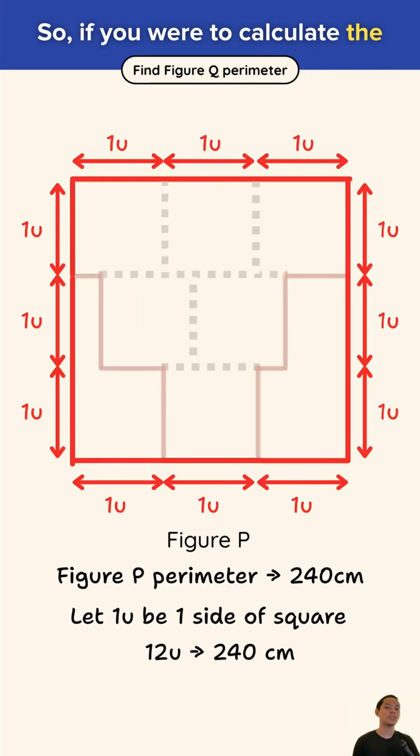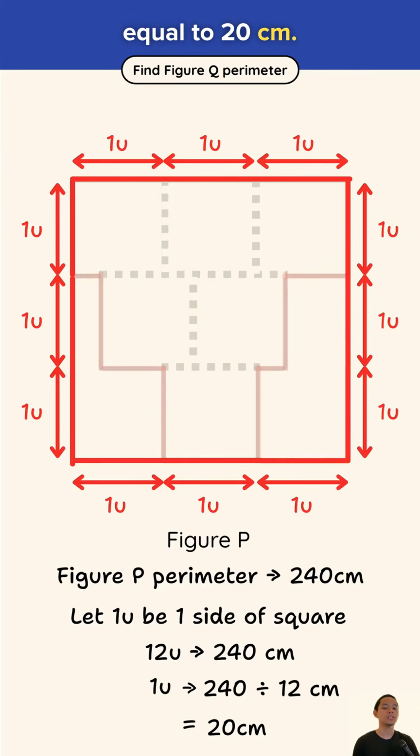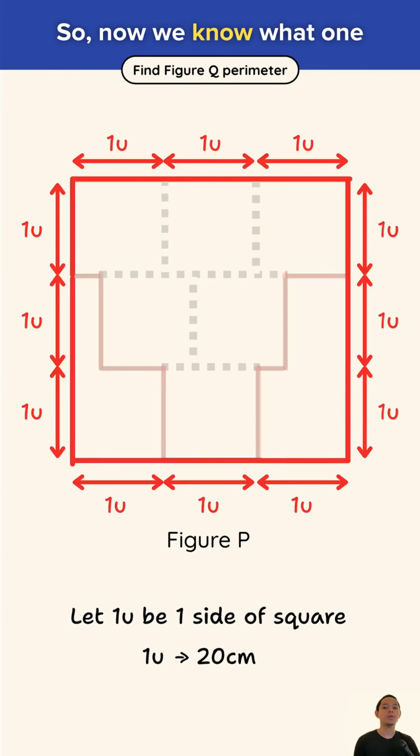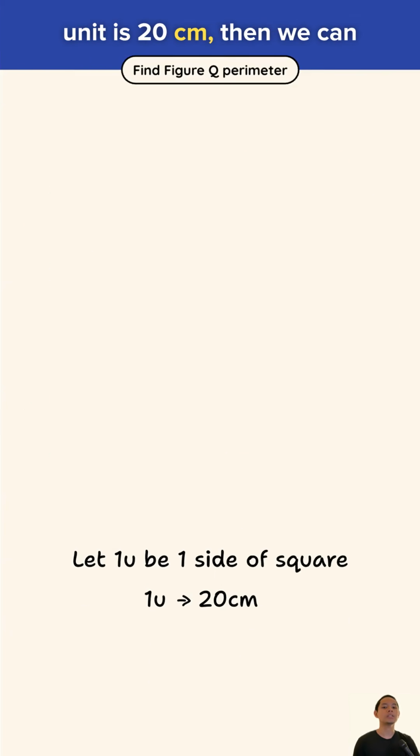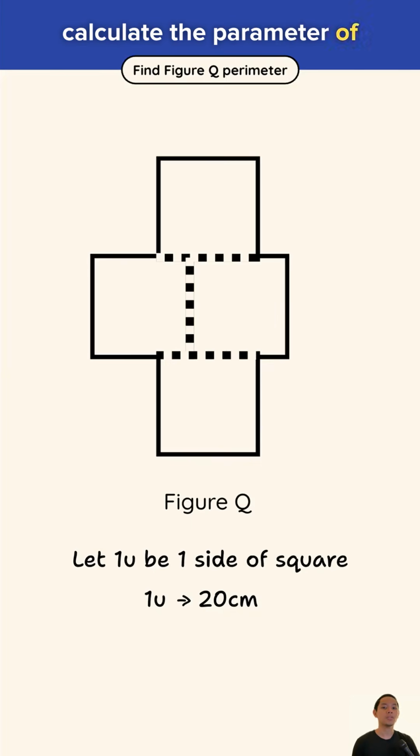So if you were to calculate the total number of units, it's actually 12 units. And since we know the perimeter is 240, that means one unit is equal to 20 centimeters. So now we know one unit is 20 centimeters. Then we can calculate the perimeter of figure Q.